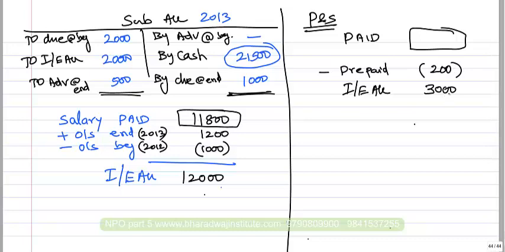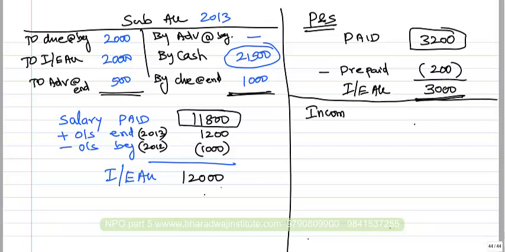So reverse. 3,000 is the income and expenditure account item. Prepaid 200, plus 200 we paid in advance. What is paid? 3,200 paid. Next. What is the next one?